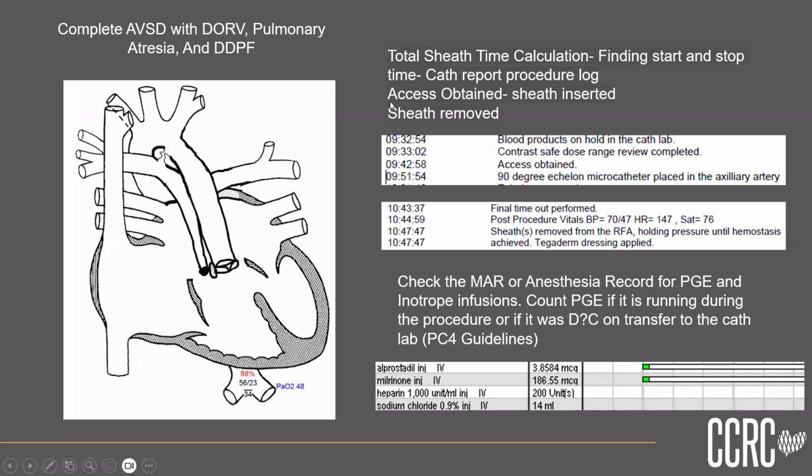Yeah, complete AVSD with double outlet right ventricle, pulmonary atresia, and I fixed it. Ductal dependent pulmonary blood flow, which of course is what we're interested in.